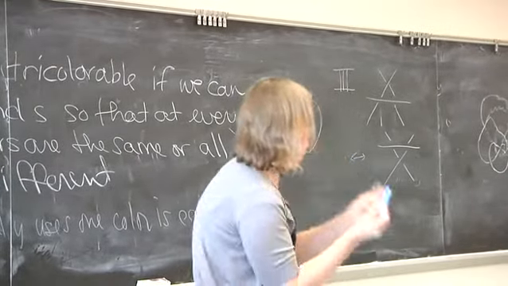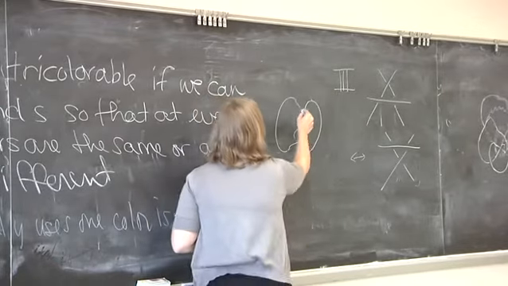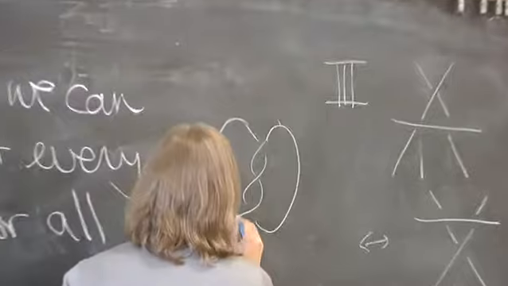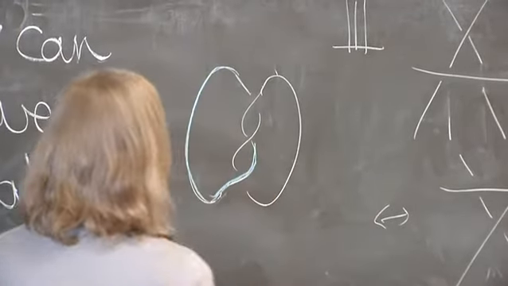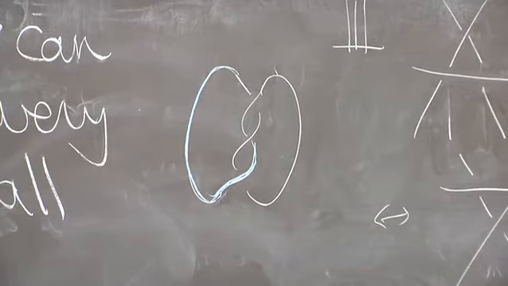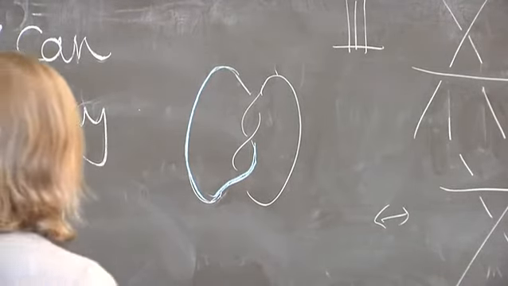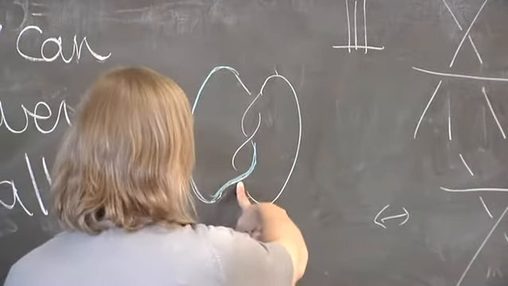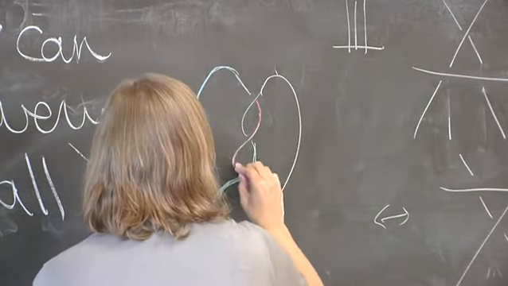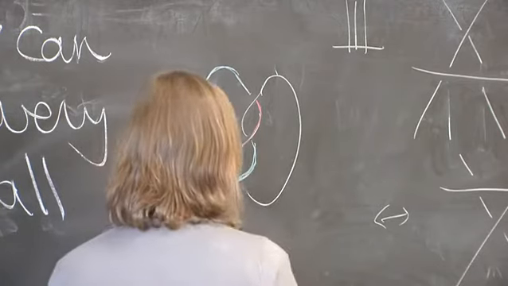So we have red, blue, and green chalk. So I'm going to color this strand blue, randomly chosen. Okay. So I want a non-trivial coloring. I'm going to color the other two strands that come into this crossing. One of them will be red, and one of them will be green.